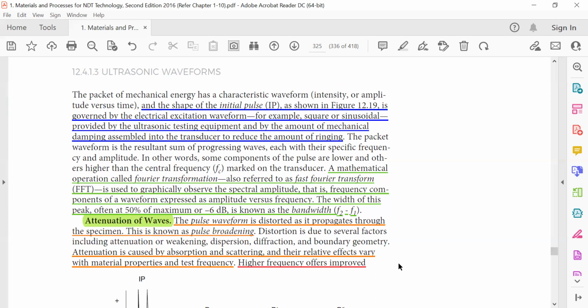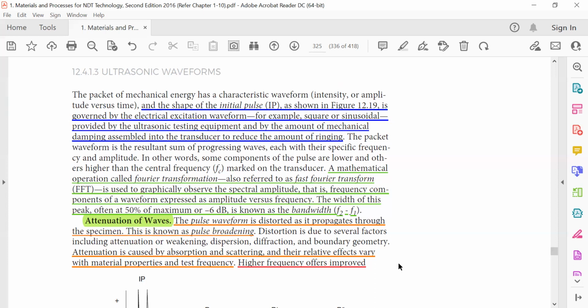Attenuation of waves. The pulse waveform is distorted as it propagates through the specimen. This is known as pulse broadening. Attenuation is caused by absorption, scattering, and their relative effects vary with material properties and test frequency.